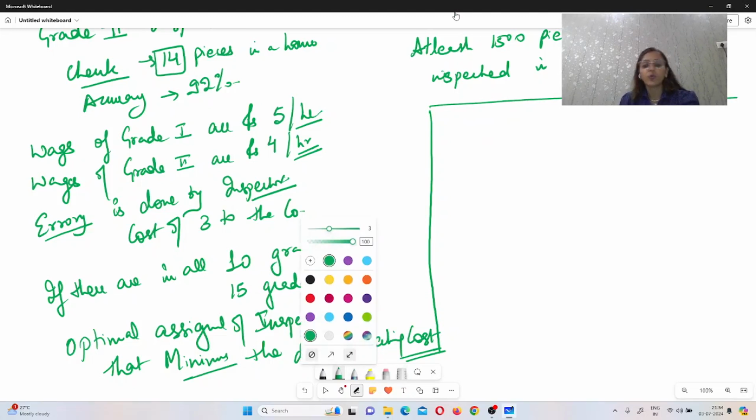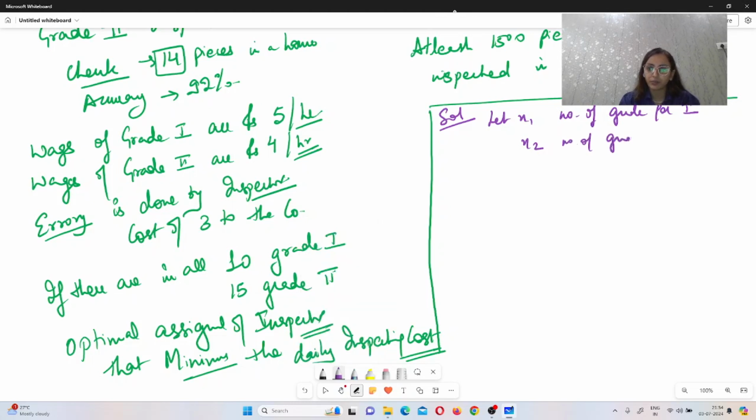So again, we have to remember the 3 steps. What are the main points, as we are getting the 2 grades? So what we do over here, let x1 and x2 be denoted as the number of grade 1 inspectors and the number of grade 2 inspectors to be assigned for the job of quality inspection.